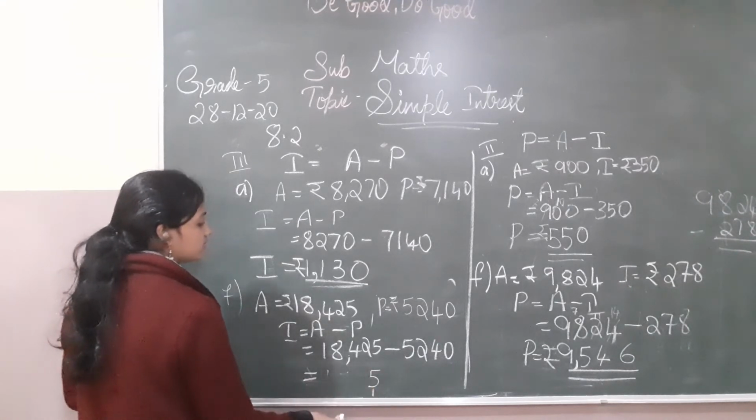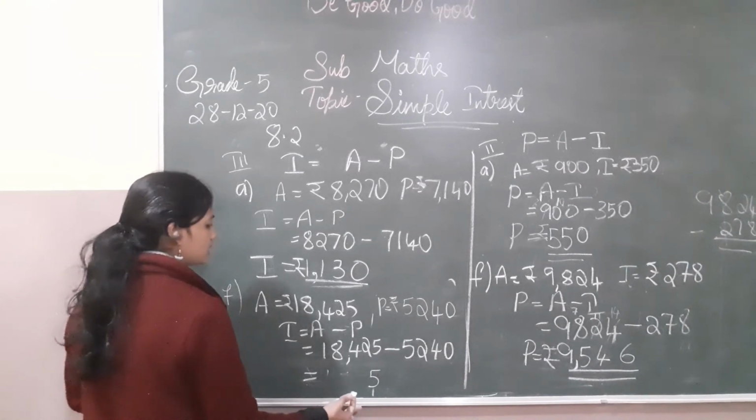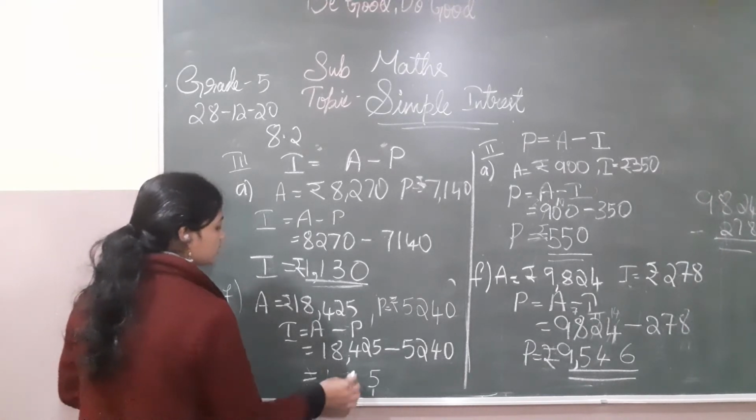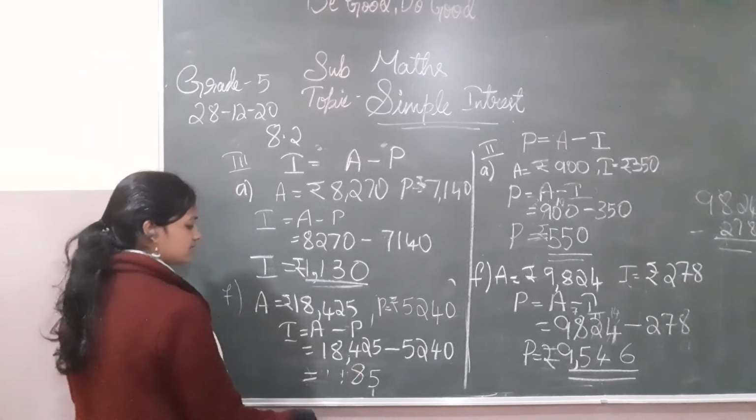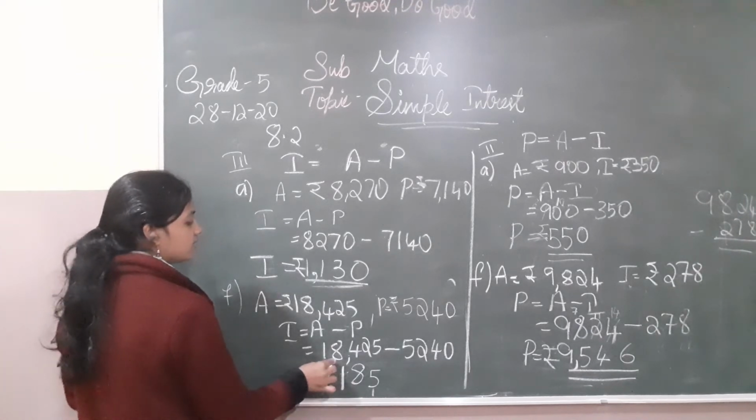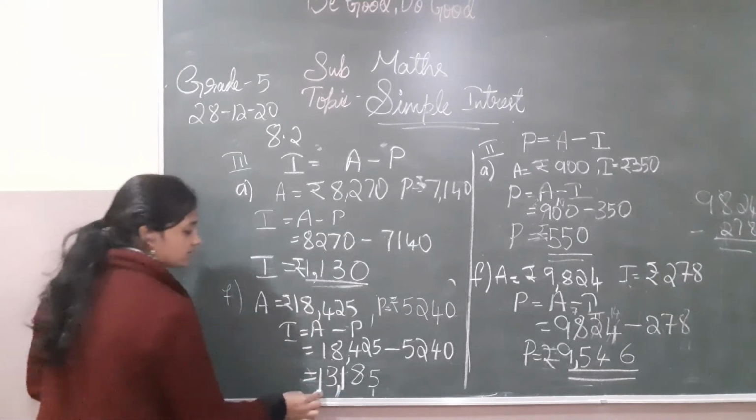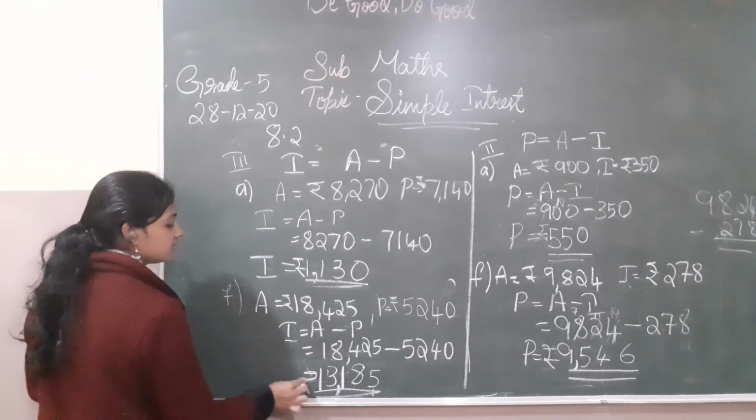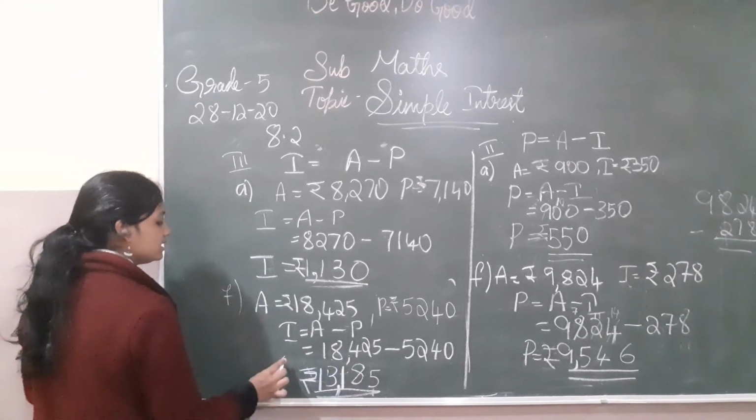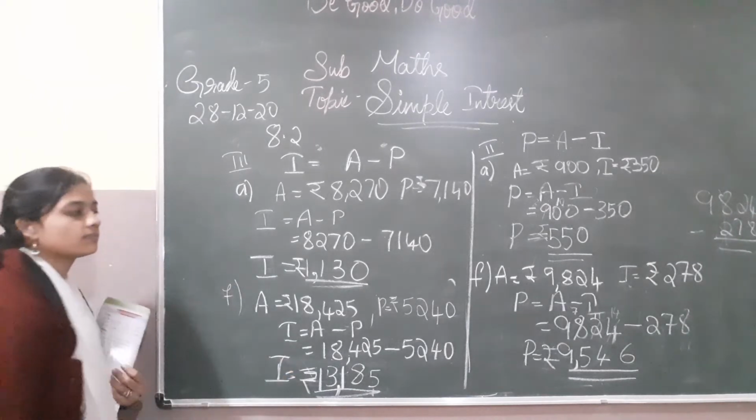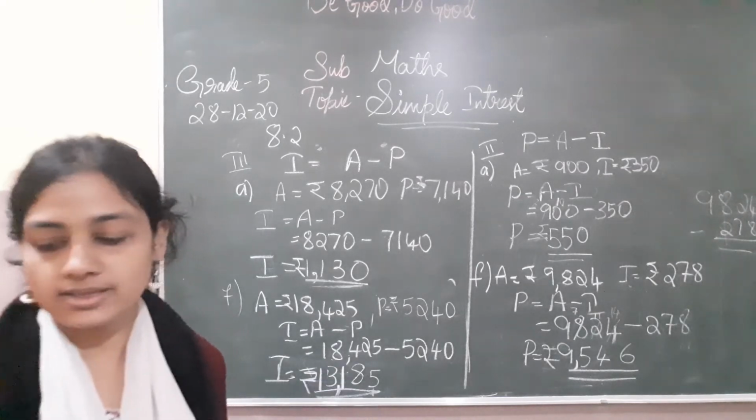Your answer would be 5, 4, 5, 6, 7, 8, 9, 10, 11, 12, 8. Next would be 3, 1. Okay, now it will be 3. So the answer, when you subtract, you get rupees 13,185 as the interest. So I want you to try the other sums. Now I am going for the next, fourth sum, that is word problems.